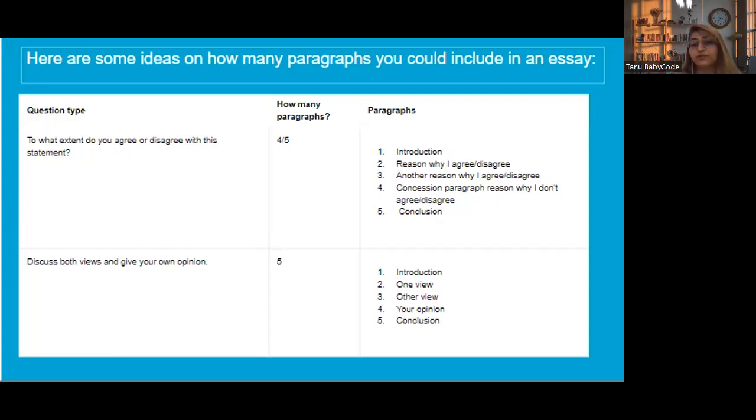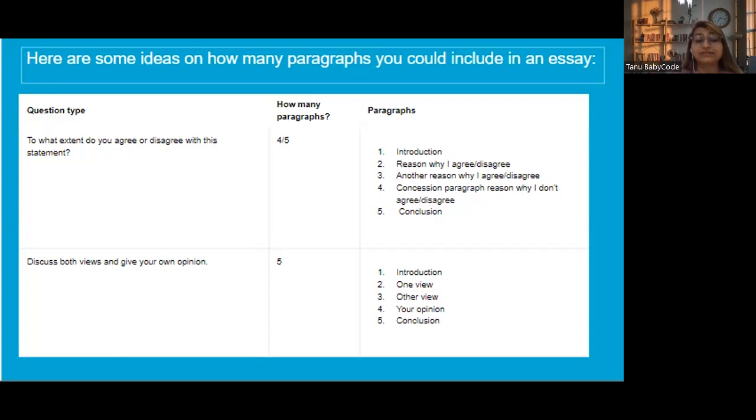So you may write 4 to 5 paragraphs. First is your introduction. Second is why you agree or why you disagree. Third is another reason you will write, because you need to have 2 reasons at least. Fourth one is a concession paragraph, that is why you don't agree or disagree, right? So that means you can write the 20% there. Fifth one is your conclusion paragraph. Okay. So you need to write at least 4 to 5 paragraphs here.